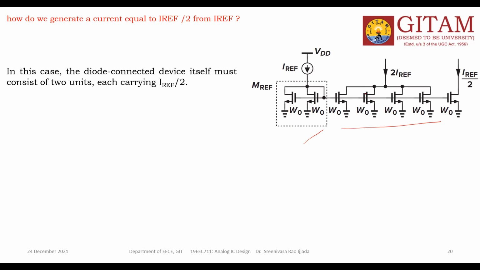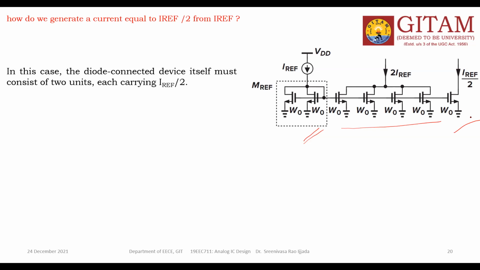I by 2 means 2 I references. Then this is single, so again you will get the I reference by 2. Number of units: here 2 units are used, which means each unit is carrying half of the current. So to produce double the I reference, what to do? 4 units should be used. Again here we need to generate half, so a single unit should be used. These are the unit transistors.